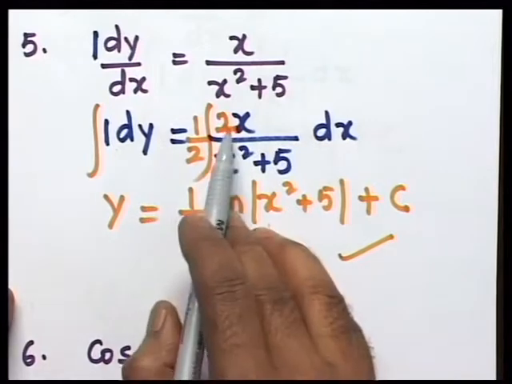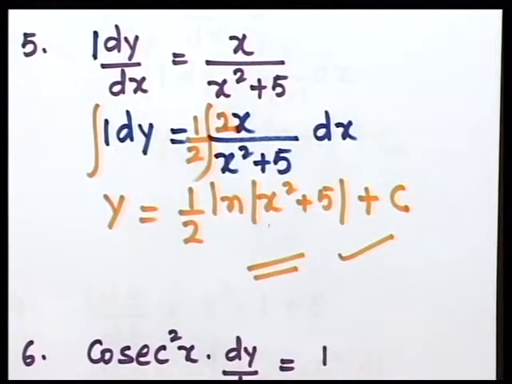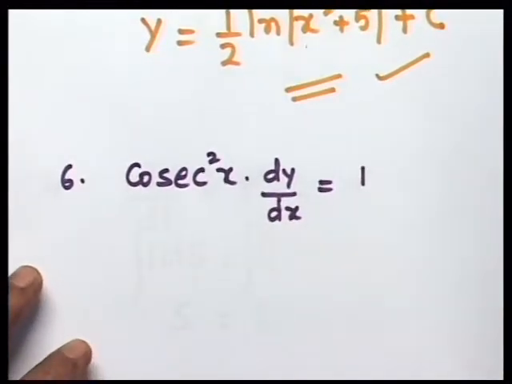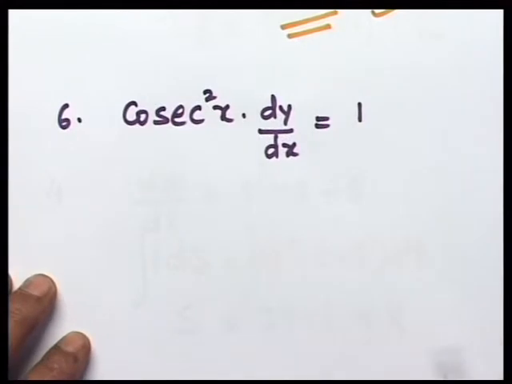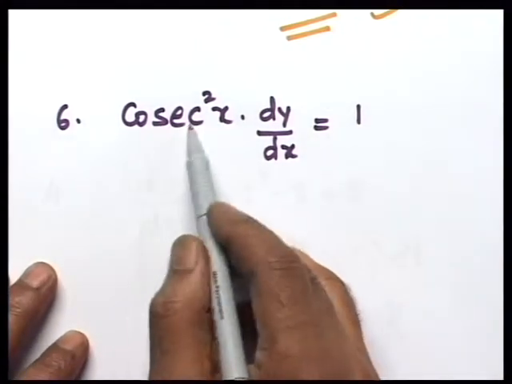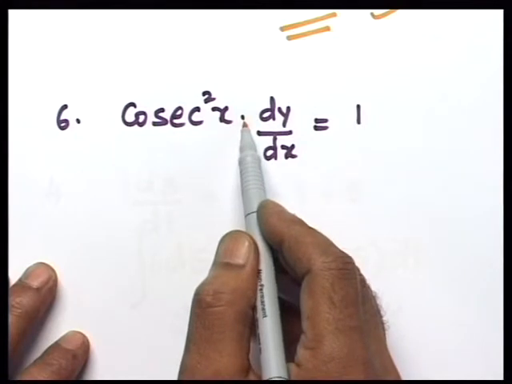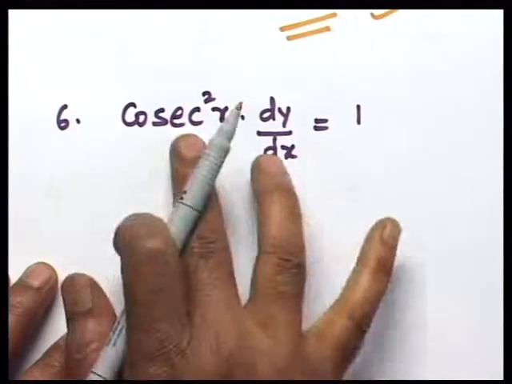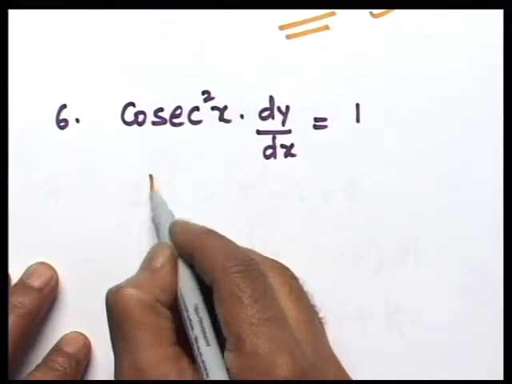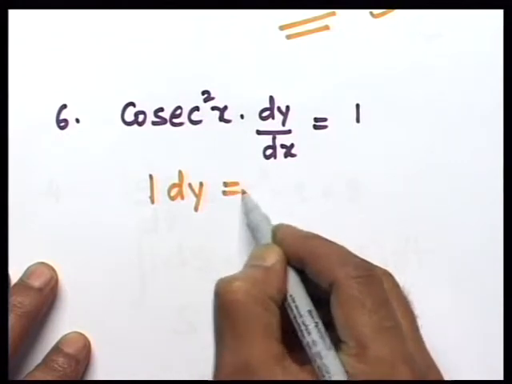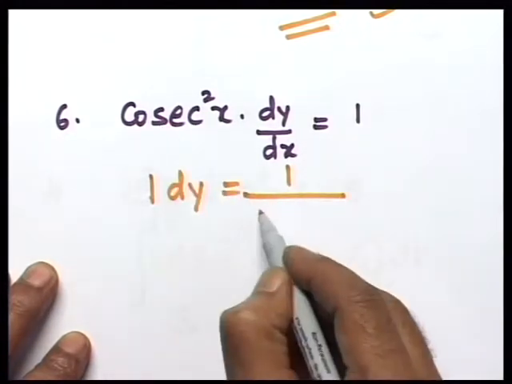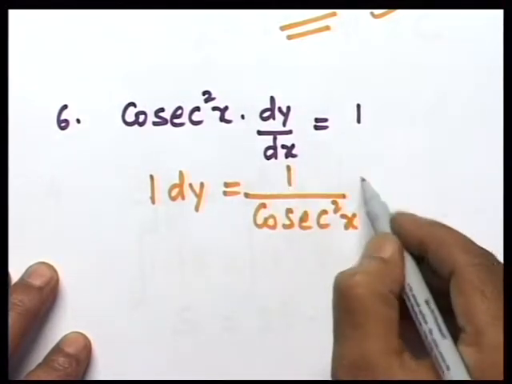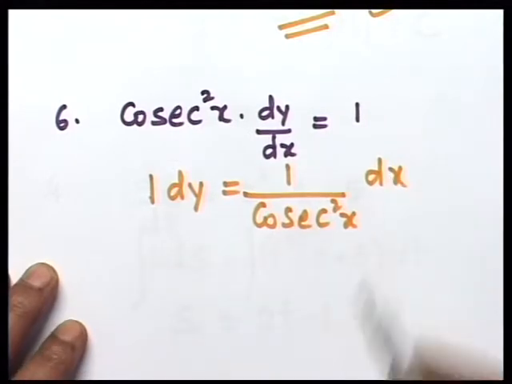Happy? Right, just be careful, all those rules come back, as I said, right? Trigonometric substitutions and all those rules we need to know. Cosec squared x times dy over dx equals 1. So x is there, dx is here, transfer them to the right hand side. So we have 1 dy equals 1 divided by cosec squared x, and dx stays in the numerator.